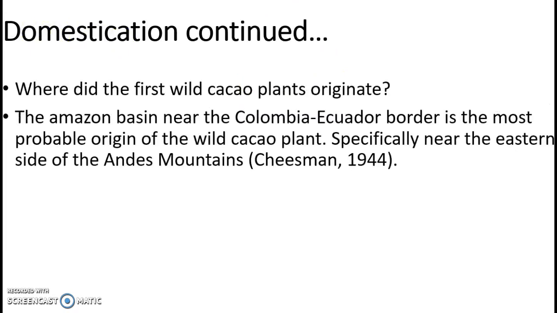All right, so you might ask, where did the first wild cacao plant originate? This is very argued about online throughout all my research, and the best answer I found was from Cheesman in 1944 in an article he wrote that was peer-reviewed. So the Amazon basin near the Colombia-Ecuador border is the most probable origin of the wild cacao plant, specifically near the eastern side of the Andes Mountains. It was not first domesticated there. That's where it was wild.